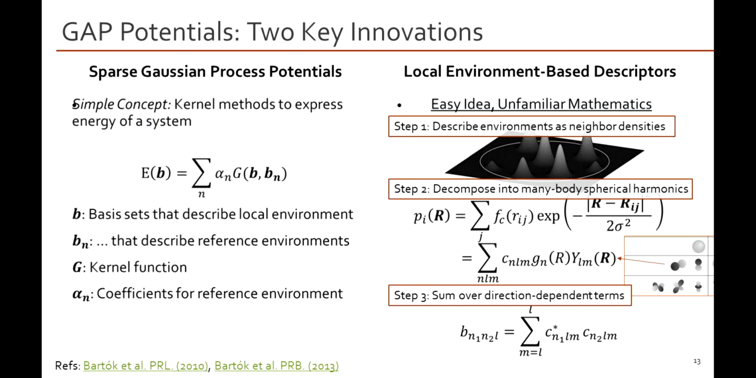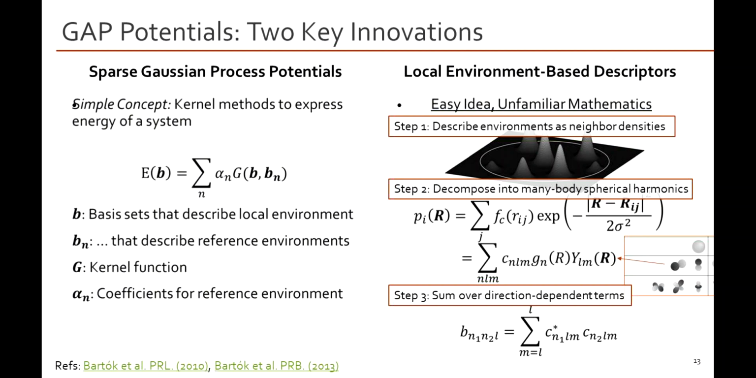And the interesting thing about sparse Gaussian processes is that this number n is not fixed to the number of training points. In fact, you specify it ahead of time and learn these reference environments simultaneously with fitting the parameters.